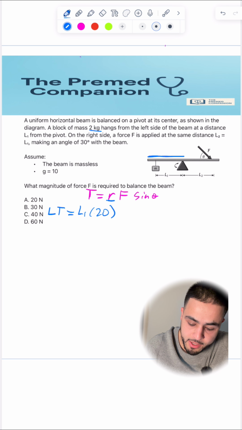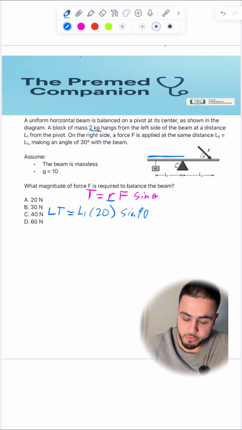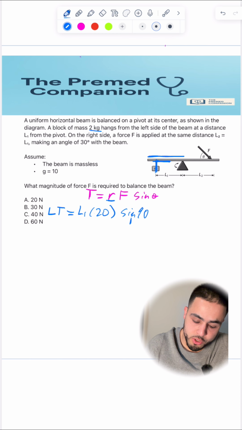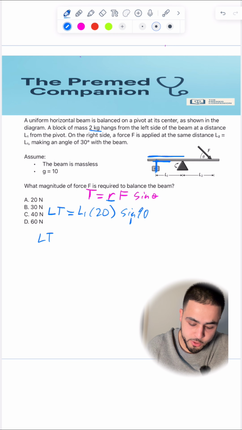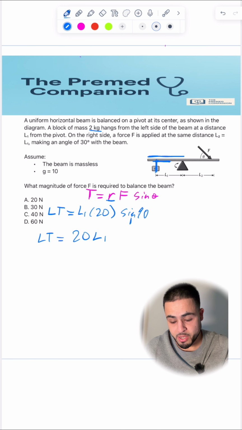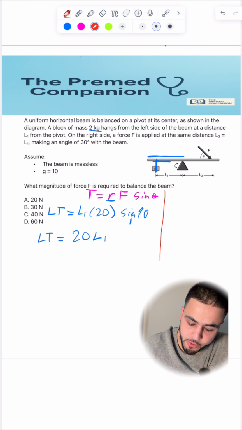And then sine theta is going to be sine 90. The way I know this is because if you look at the angle between the block and the beam, it's a right angle, so that's 90 degrees, and therefore you have sine 90. And sine 90, by the way, equals 1. So to simplify, LT, or left torque, equals 20 times L1. We don't know L1 yet, but we don't even need to know the value of it, as we'll see shortly. Next, let's figure out the right torque.